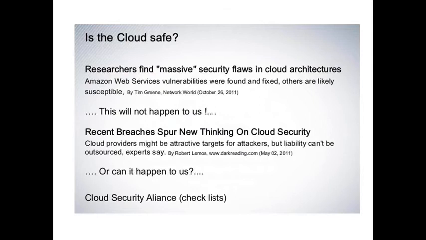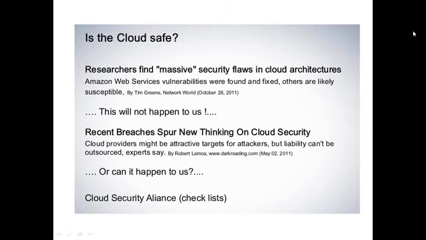Okay. So now, is the cloud really safe, or do we have any problems with the cloud as such? As researchers have found, there are massive security flaws in cloud architecture. Many big cloud service providers like AWS found vulnerabilities within their cloud services. They were found and fixed, but as they have shown, other providers are also susceptible to these kinds of security flaws. The general opinion is this will not happen to us, unless, of course, someday it happens to us.